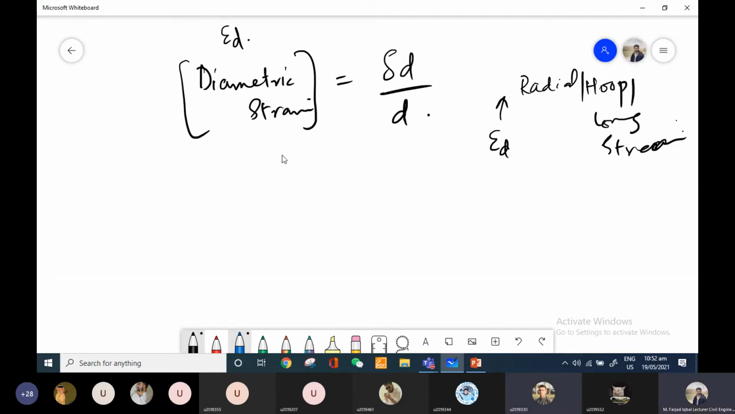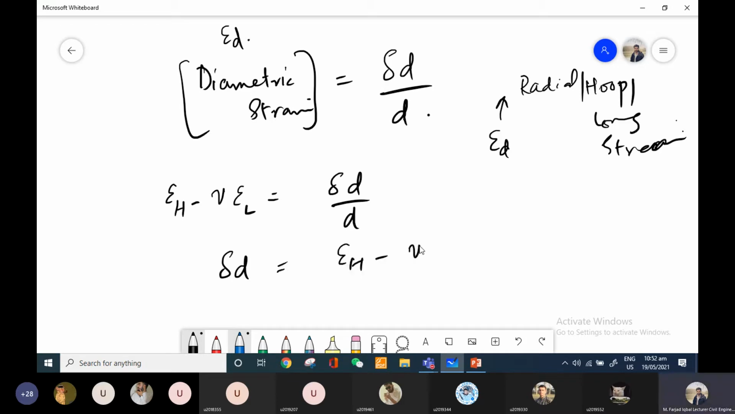So hoop strain will be the major strain that is causing this diametric strain. That will be epsilon h, and the other one that will tend to reduce its effect will be the strain in the other two mutually perpendicular directions. Obviously we are neglecting the radial strain, for the same reason that its magnitude is very small, and we are considering the longitudinal strain as well. So that will be delta D over D. If I simplify this to calculate the change in diameter, it will come out to be epsilon h minus nu epsilon L, into D.